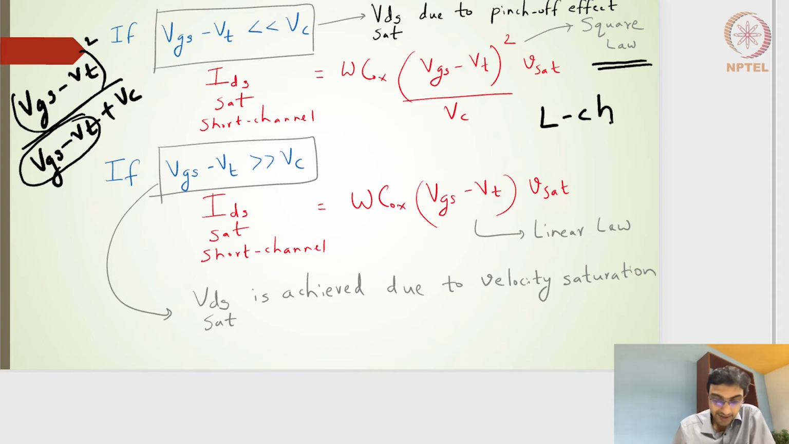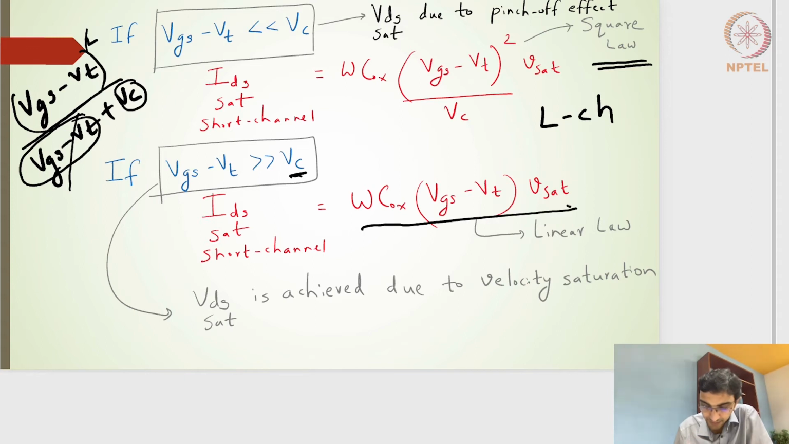Okay, and if it is the other case, where VC is very, very small compared to VGS minus VT, then we have WC oxide. In this expression, VGS minus VT is very, very large and VC is very, very small, so I can actually cancel this term with one term in the numerator, and we will get VGS minus VT. So finally, my approximate expression turns out to be this one. It is not a square law. In fact, the current is directly proportional to VGS minus VT and not the square of VGS minus VT, and that's why I've written it like a linear law.